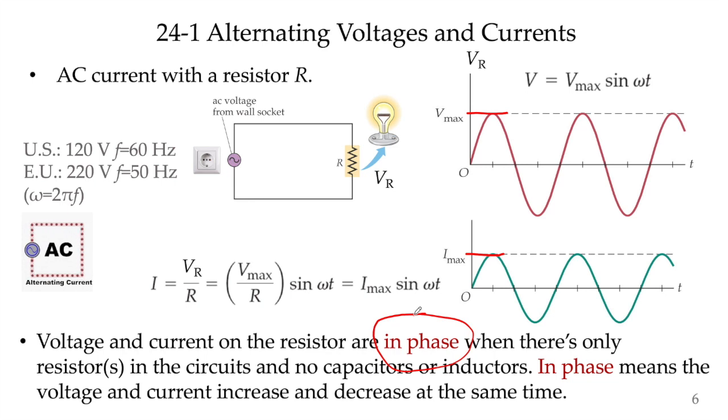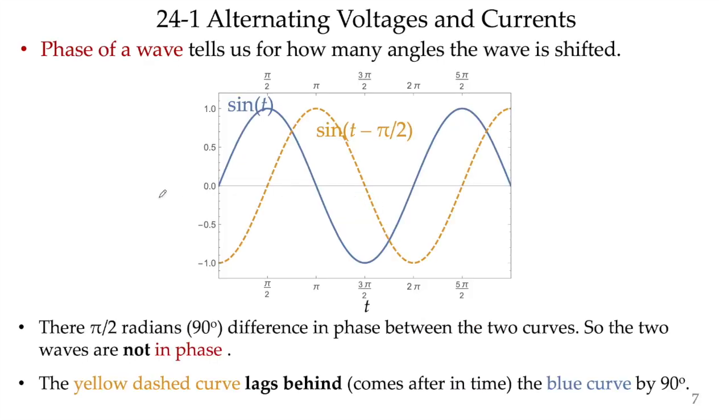Okay, let's continue. Now, in this slide, I'm going to talk about what it means, the phase of the wave. You have to learn this because you're going to need this concept everywhere in your professional life as an engineer or scientist. So phase of a wave, what does it mean? Basically it tells us by how many angles the wave is shifted. Let's say you have a sine wave that's shown in this blue plot.